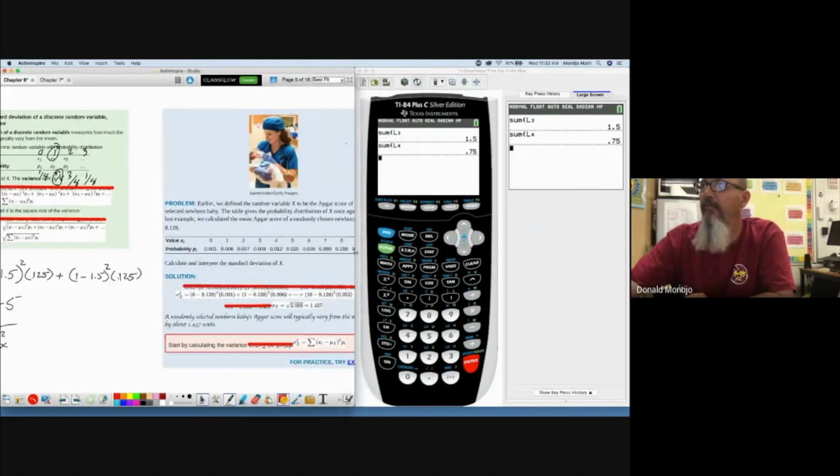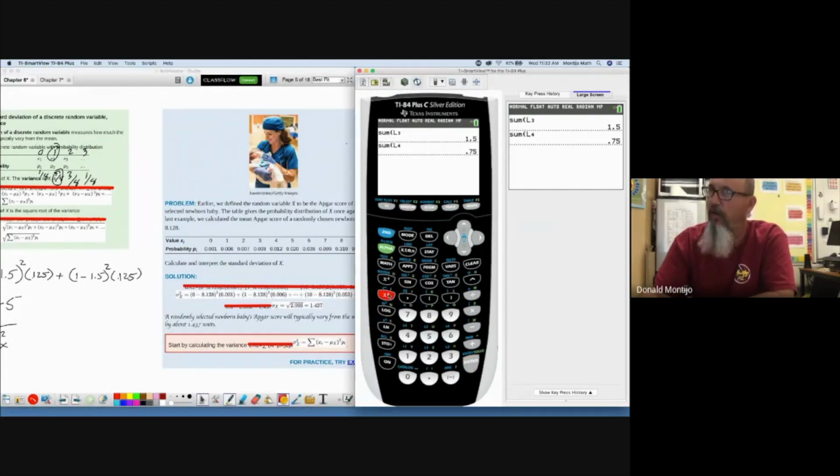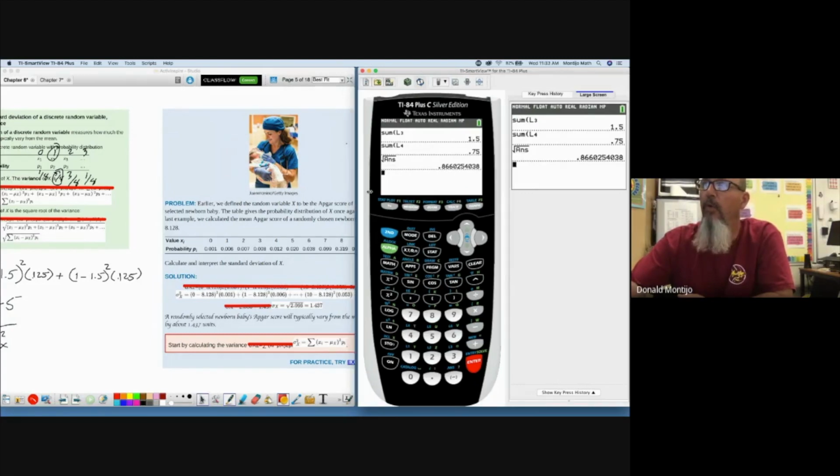So now all I need to do is take the square root of my variance of 0.75. I'm going to let the calculator do that because I don't know the square root of 0.75 in my head. So I'm going to tell it, take the square root of 0.75, which is my previous answer. By hitting second minus sign, I can get it to bring up the previous answer. And I just hit enter. Oh, 0.866 is my standard deviation. Sweet. I didn't even need a pen or a pencil. I let the calculator do all the work for me.